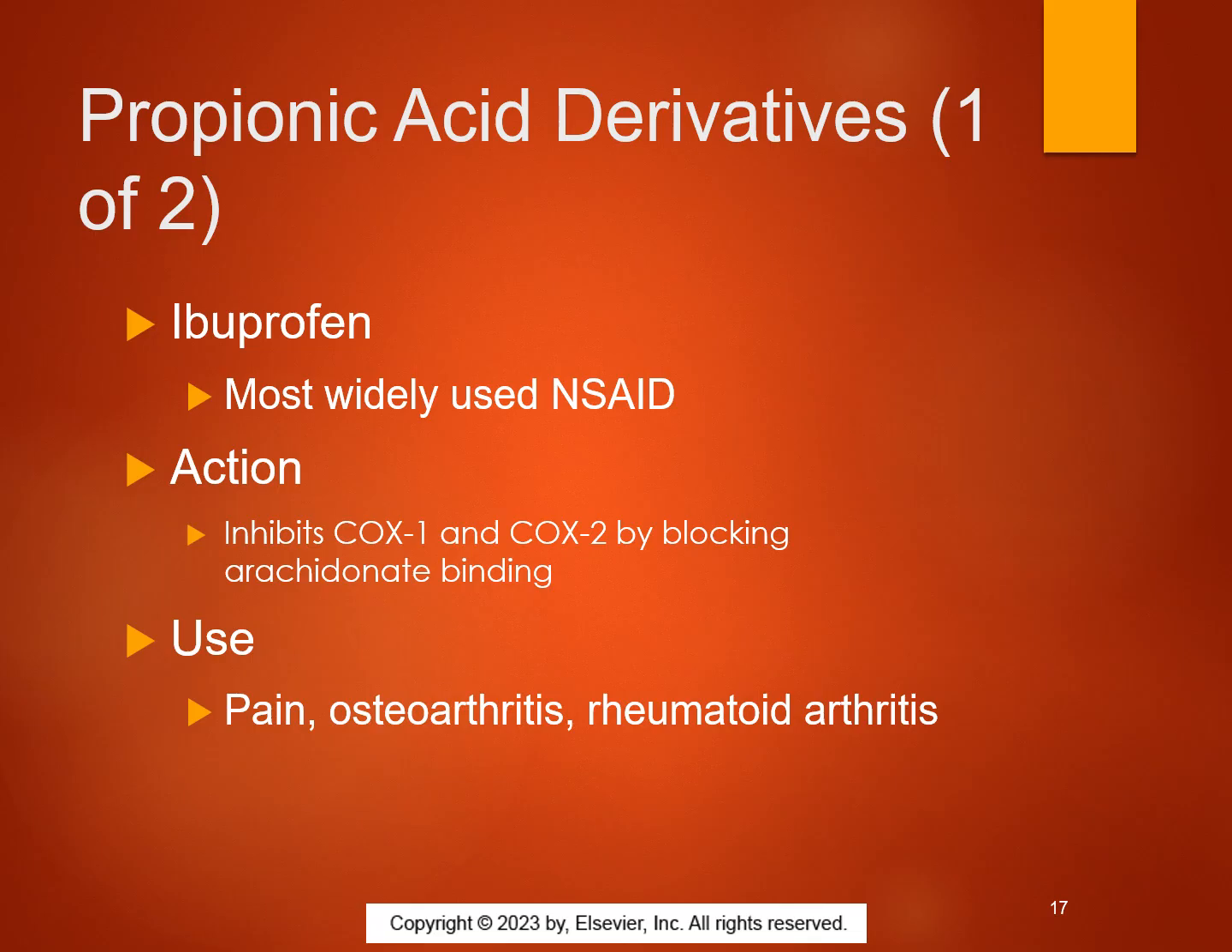Ibuprofen, the most widely used NSAID there is. It inhibits COX-1 and COX-2 by blocking the arachidonic acid binding, and it's used for pain, osteoarthritis, and rheumatoid arthritis.